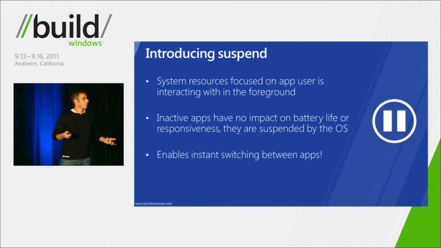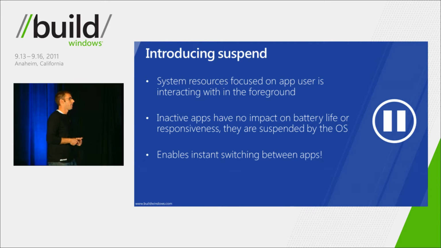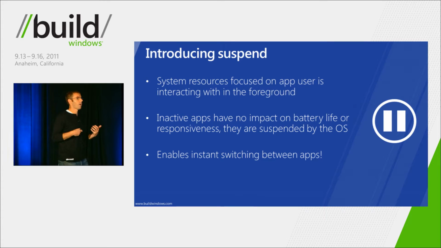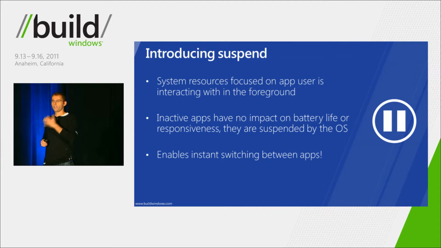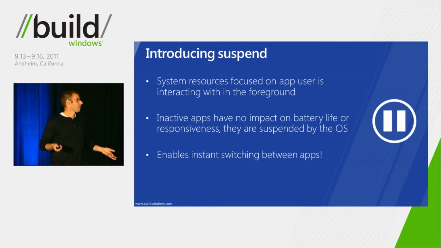So we have a new process state called suspend, and this allows us to focus on the foreground app. There's no reason to allow system resources to be deteriorated for apps that the user is not getting value from. So we focus on the foreground app, and then apps that are in the background get suspended by the operating system. And this has the added benefit of enabling really fast, instantly fast switching.